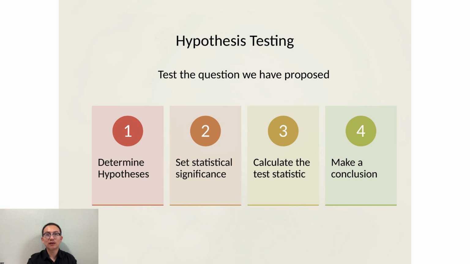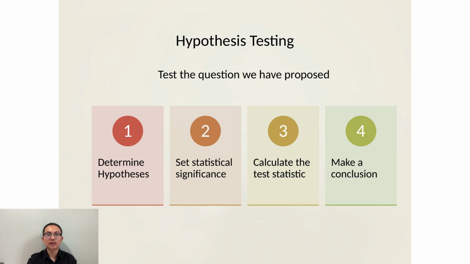Step 2, decide on a significance level, alpha. Alpha is the cutoff we choose, usually 0.05, to decide how strong the evidence needs to be before we're confident in our result. It reflects how much uncertainty we're willing to accept.